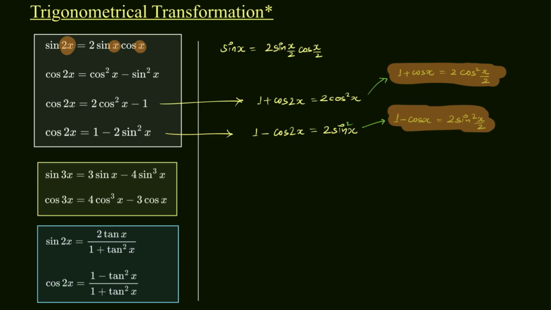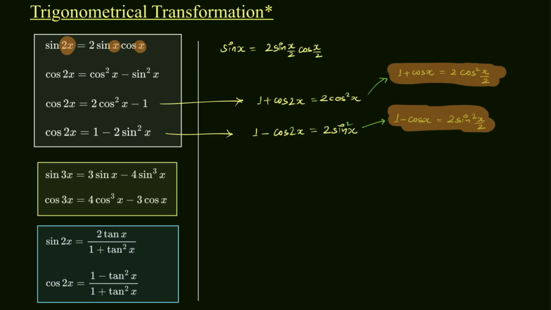In the second part, there is a direct formula, that is sin 3x and cos 3x. We have the formulas written over here. And in the last part, that is sin 2x and cos 2x, we have written the formulas in terms of tan. So sin 2x equals 2 tan x over 1 plus tan²x, and cos 2x, in terms of tan, will be 1 minus tan²x over 1 plus tan²x. So these are the few formulas which we have to remember.